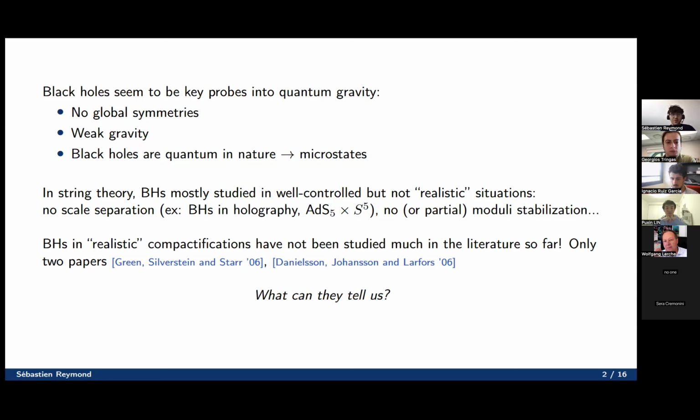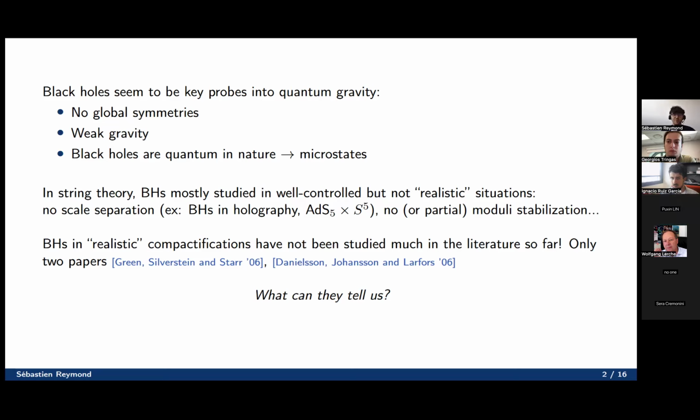So to the best of our knowledge, we know of 2 papers, one of Green, Silverstein, and Starr from 2006, which is more of a bottom-up approach, and one by Danielson, Johansson, and Larfors, which is a type IIB construction. But other than those two, there hasn't been much work. So the question is kind of still open. What can they tell us? Could they tell us something about the compactification itself? Could we learn some physics from it?